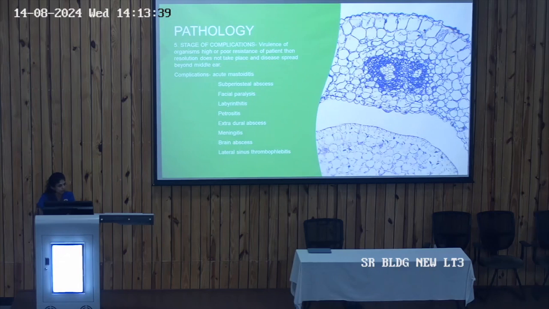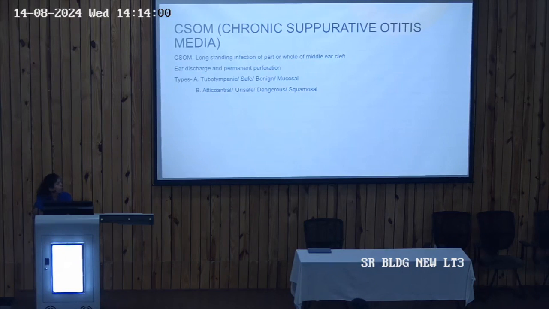Once the pus starts going into the mastoid air cells, the following complications occur: acute mastoiditis, subperiosteal abscess, facial paralysis, labyrinthitis when it enters the inner ear, petrositis when it enters the petrous apex, extradural abscess, meningitis, brain abscess, lateral sinus thrombophlebitis.